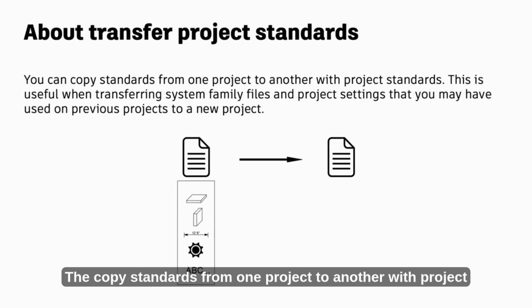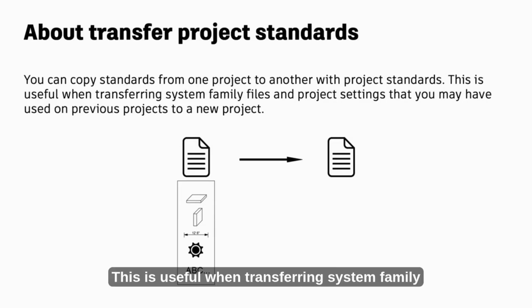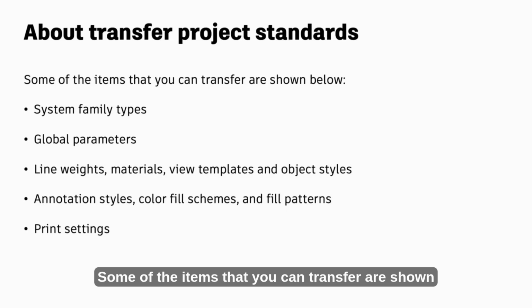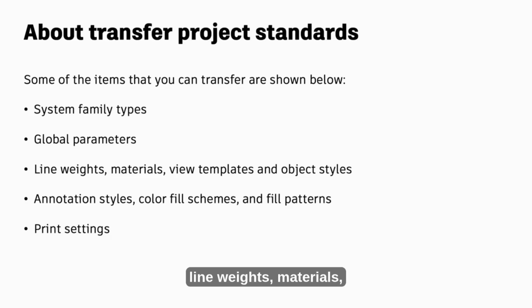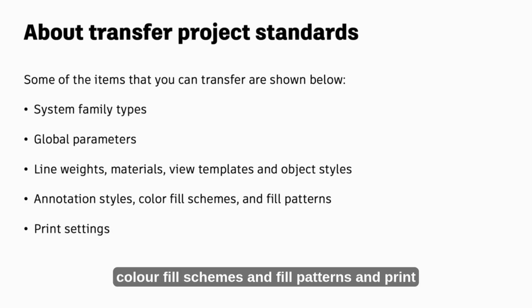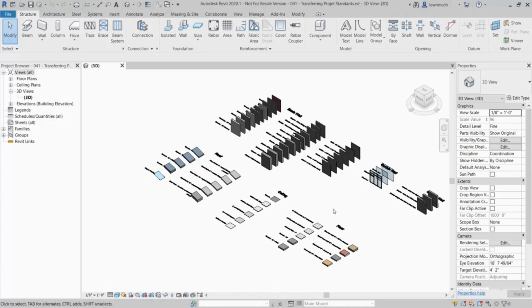You can copy standards from one project to another with project standards. This is useful when transferring system family files and project settings that you may have used on previous projects to a new project. Some of the items that you can transfer are shown below: system family types, global parameters, line weights, materials, view templates and object styles, annotation styles, color fill schemes and fill patterns, and print settings.